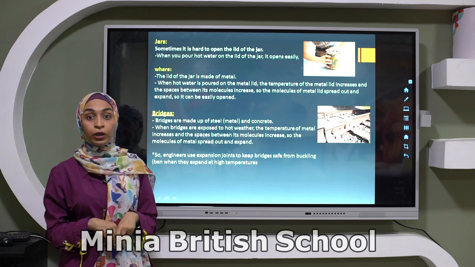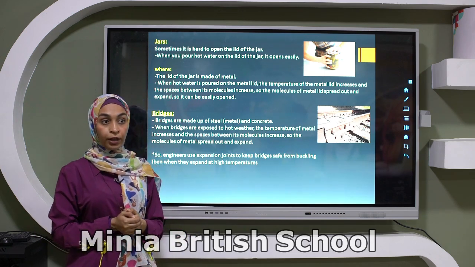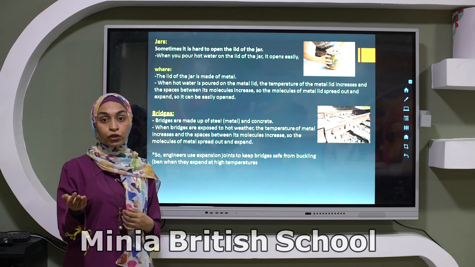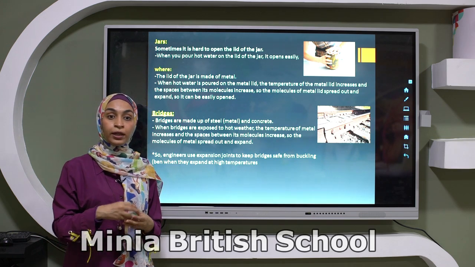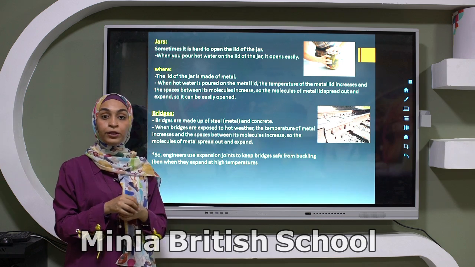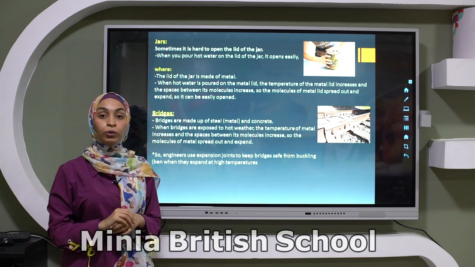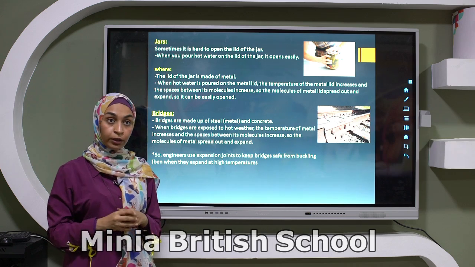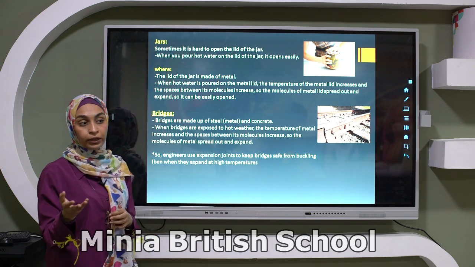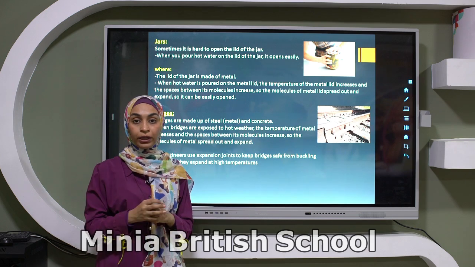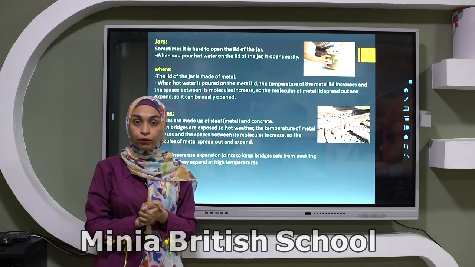I can apply expansion and contraction in some activities in our daily life. If your mother in the kitchen is going to cook and wants to make a tomato sauce, but she cannot open the lid of the jar, and we know that the lid of the jar is made of metal, what will she do to open it easily? She will use a very simple way. She will pour very hot boiling water on the lid of the jar.